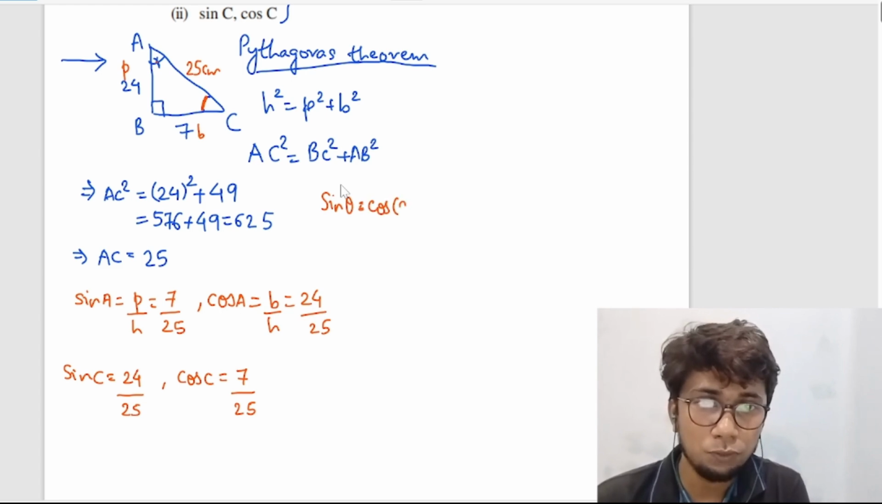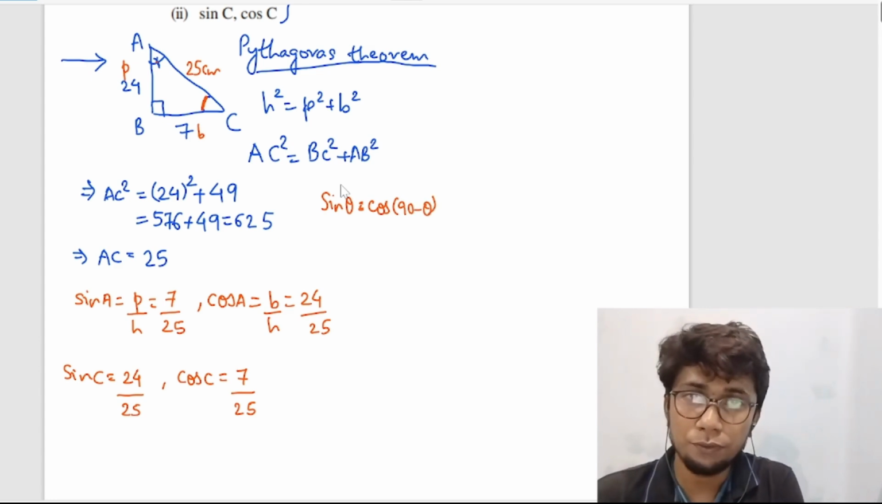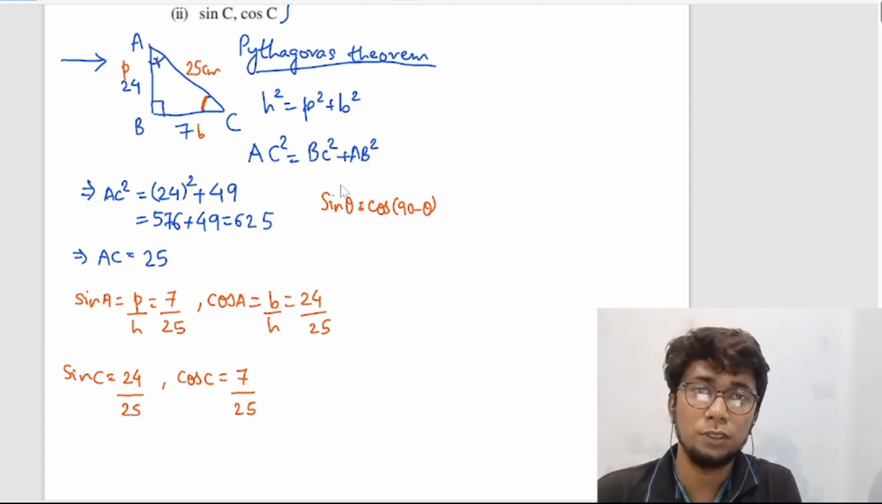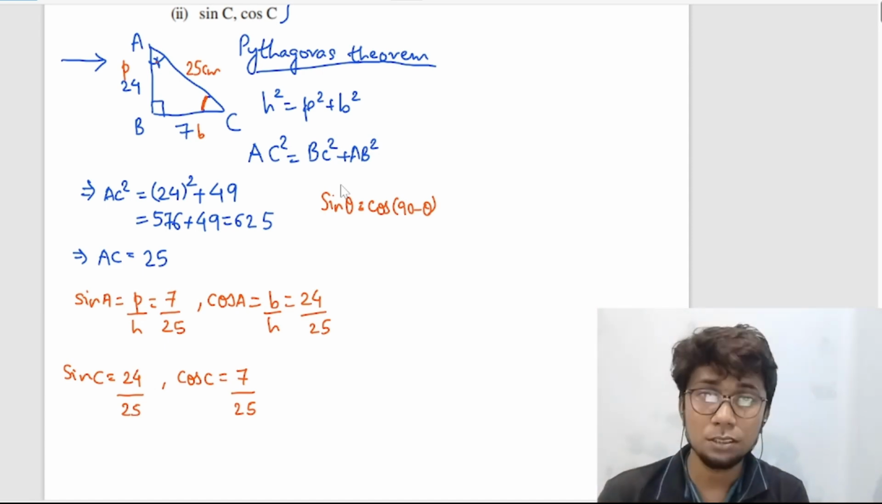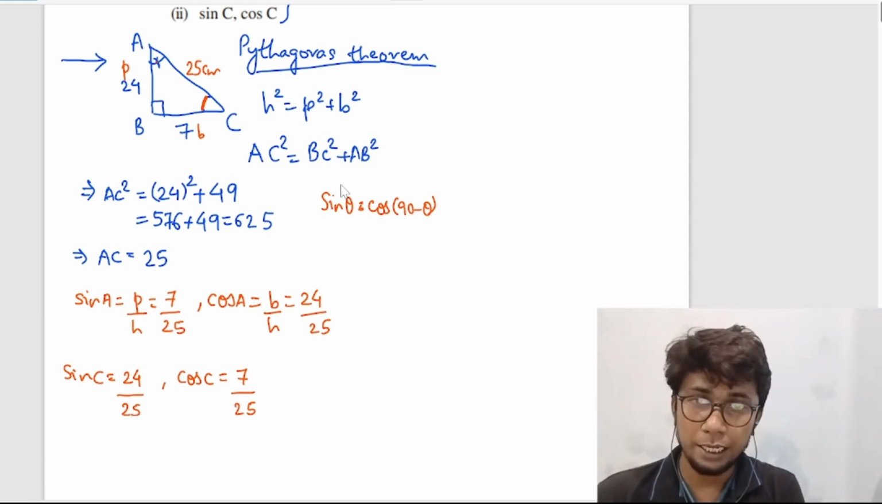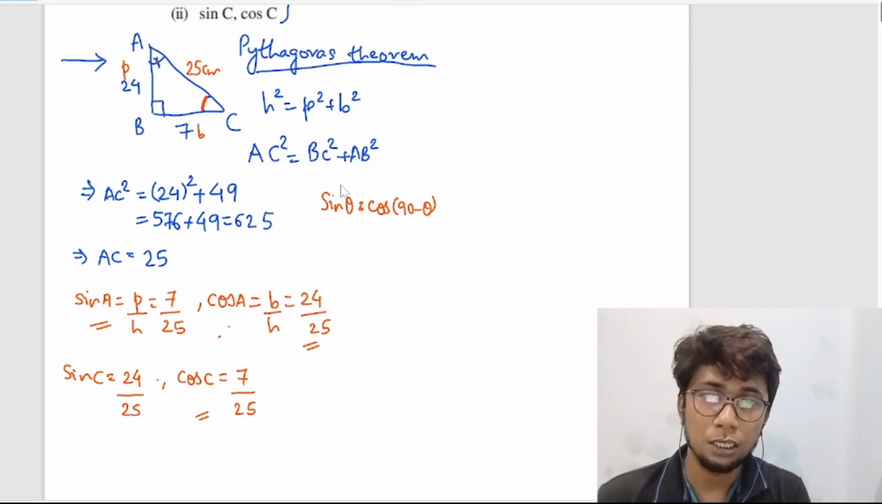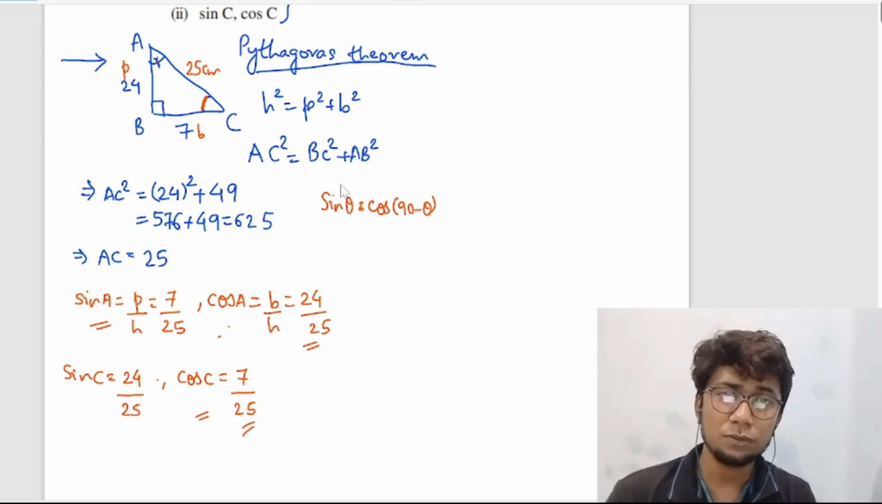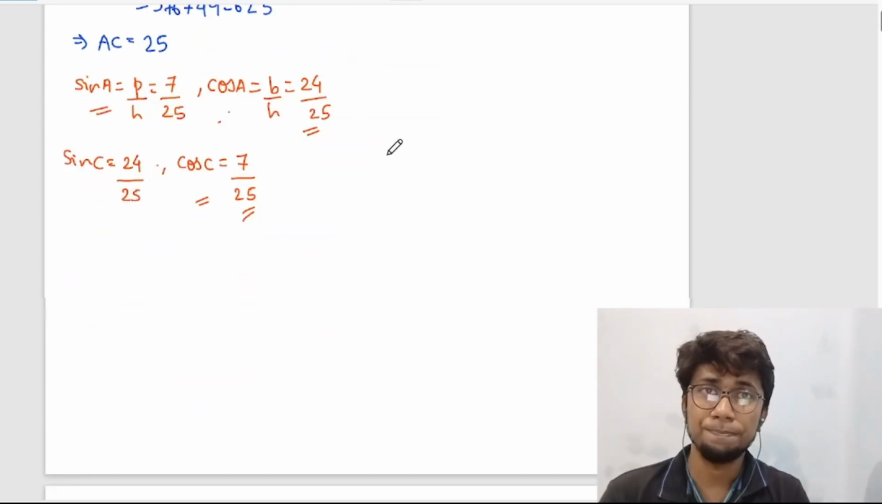cos of 90 minus theta, right? So if we have sine A, then that will be equal to cos of this 90 minus A, that is angle C. You can verify it from here. Sine A is equal to cos of the complementary angle, that is C, and same goes for these two also. All right, so this will be our answer for the first question. Let's move on to the next one.